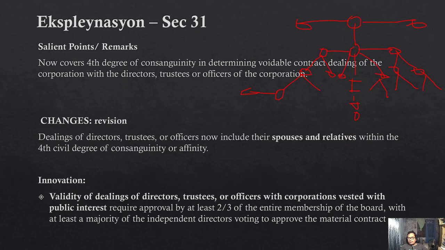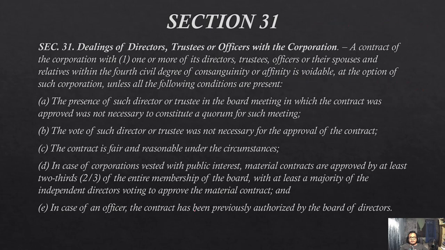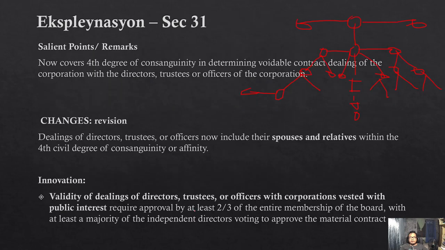Ikaw, family tree mo pa lang ito. Idadamay mo pa yung sa spouse mo. Pasok din ang spouse mo, 1, 2, 3. Affinity yun, relatives ng spouse mo. Dealings of directors, ratification, approval. So yun, madali lang naman ang Section 31.